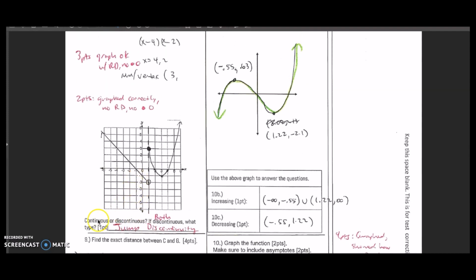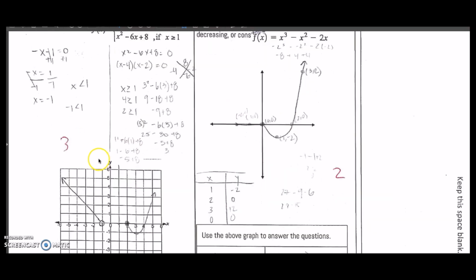On the bottom there, it says continuous or discontinuous. If discontinuous, what type? So to get your 1 point, you had to have both discontinuous and jump. A lot of students just wrote discontinuous, okay. Then it says if discontinuous, what type? You didn't tell me what type. It's a jump. It's a jump because you have to jump back up there to get back on the roller coaster. I wanted to show you the student work here.